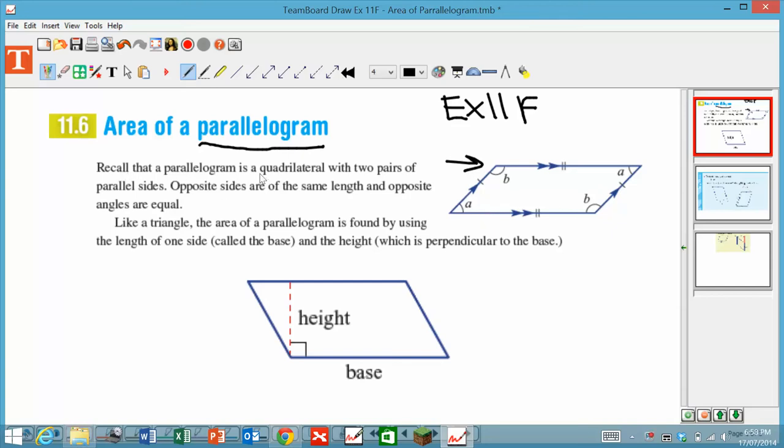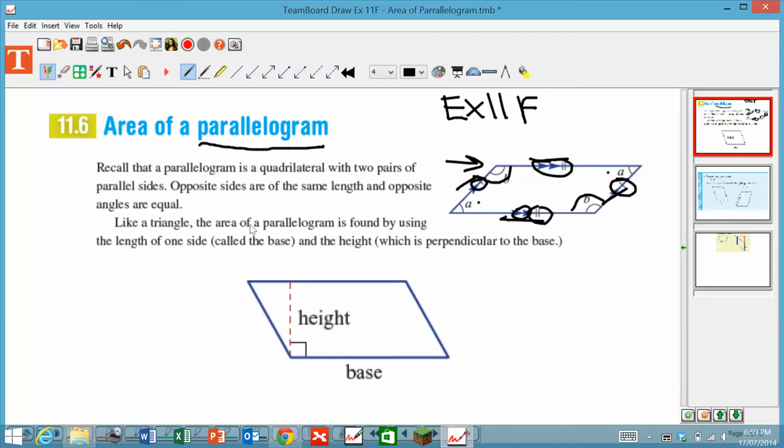A parallelogram is a quadrilateral. It's got 2 pairs of parallel sides, so one set of parallel sides there, one set of parallel sides there. Opposite sides are the same length, as indicated by the little lines. Also, opposite angles are equal: the angle here and here, and the angles here and here are also equal.